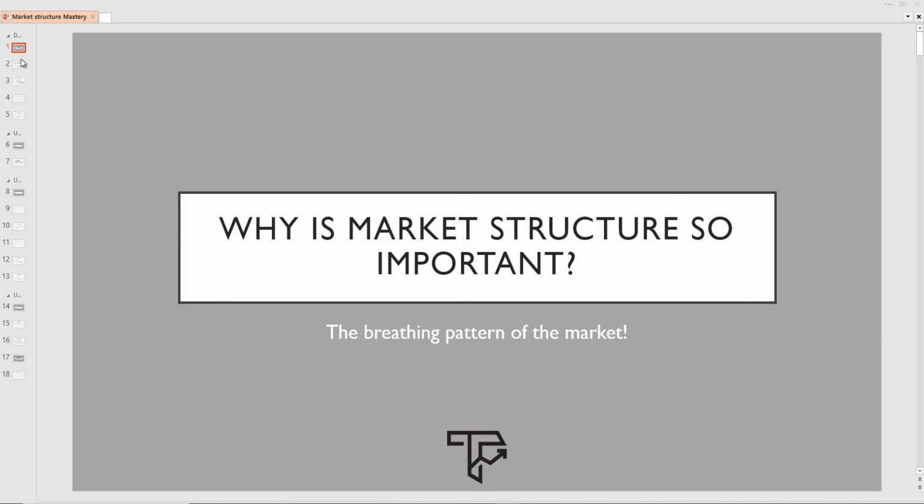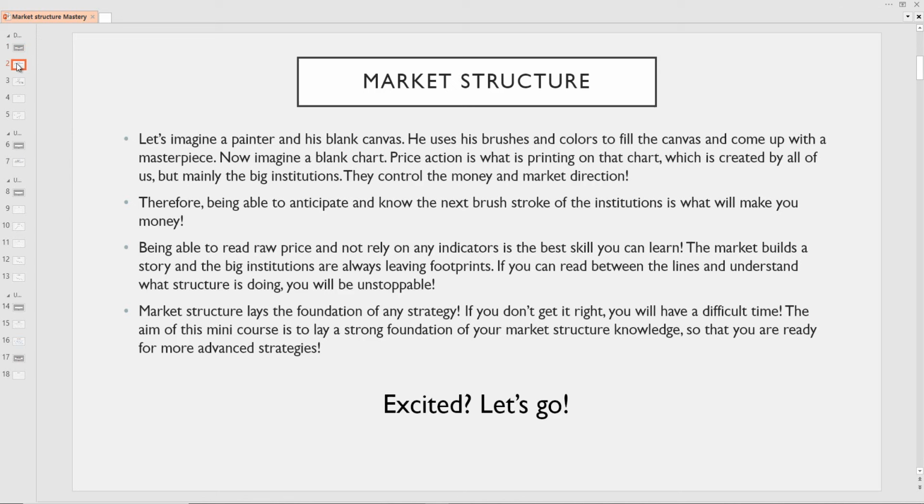Again, we're going to see exactly what market structure is. But right now, in order to illustrate this even better, I want to give you a little example. I want you to imagine a painter and his blank canvas. All right, so he's about to paint a picture. He uses his brushes and colors to fill that empty canvas and come up with his masterpiece. He has an idea in his mind, he has an intention, and then he uses his brushes and colors to translate that intention onto his canvas.